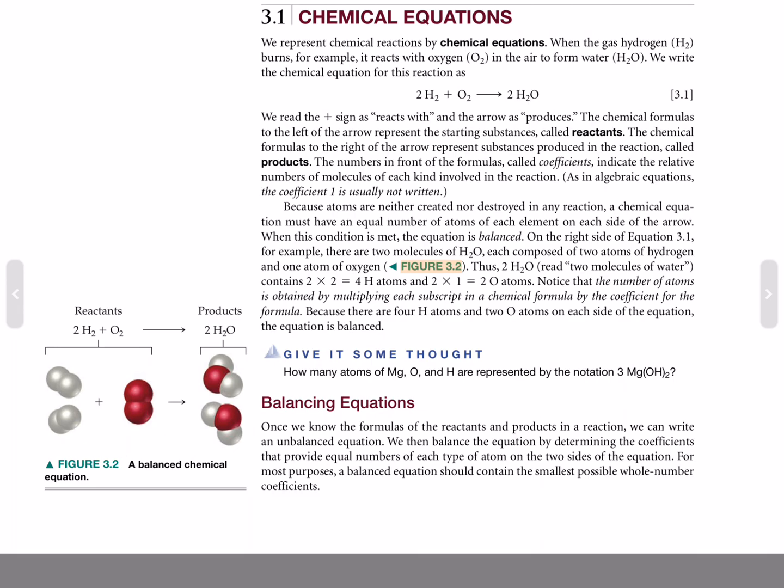Balancing equations. Once we know the formula of the reactants and the products in a reaction, we can write an unbalanced equation. We then balance the equation by determining the coefficients that provide equal numbers of each type of atom on the 2 sides of the equation. For most purposes, a balanced equation should contain the smallest possible whole number coefficients.